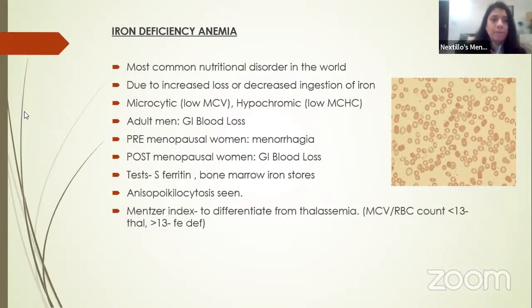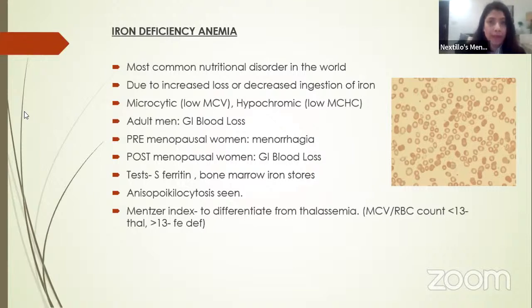If an adult man comes to your OPD and you find microcytic hypochromic blood picture, or a low hemoglobin with low MCV, low MCHC, the first and most important cause that you need to rule out in that patient is a GI blood loss, because mostly in men, the dietary intake of iron is normal as needed by them, whereas in women the dietary requirement is higher due to menstrual blood loss.